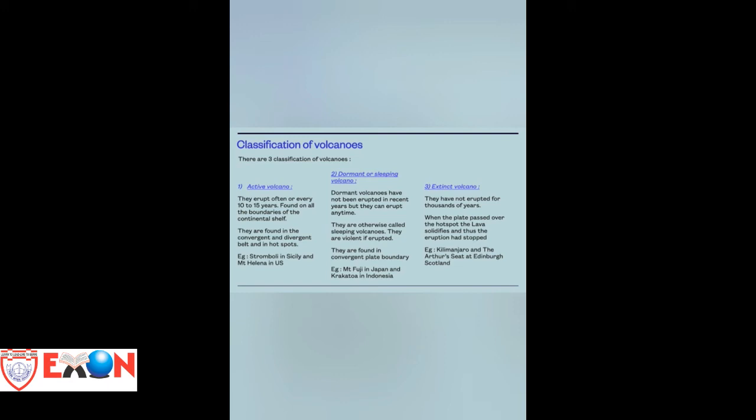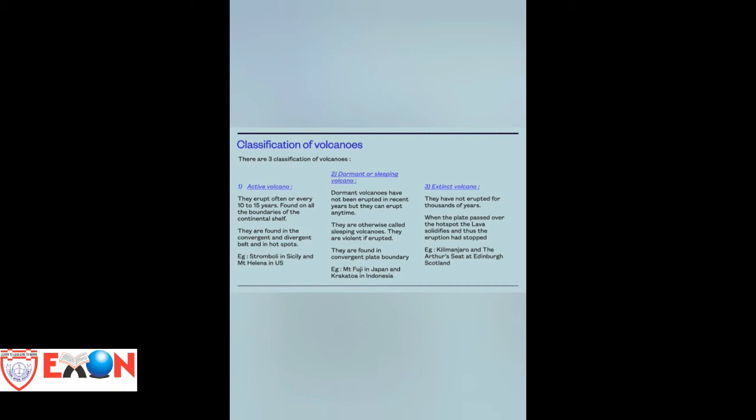The next one is the extinct volcano. They have not erupted for thousands of years. When the plate passed over the hot spot, the lava solidified and thus the eruption stopped. Examples are Mount Kilimanjaro and Arthur's Seat at Edinburgh, Scotland. Now these are the extinct volcanoes.